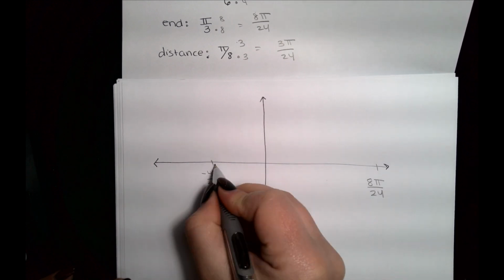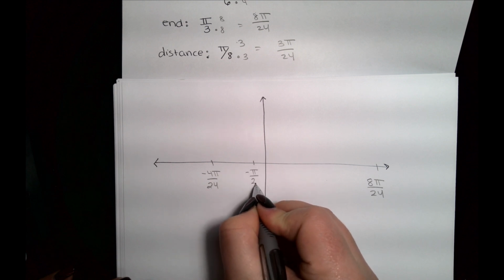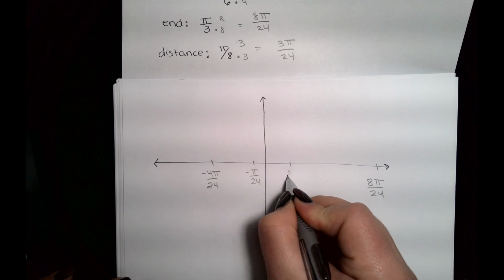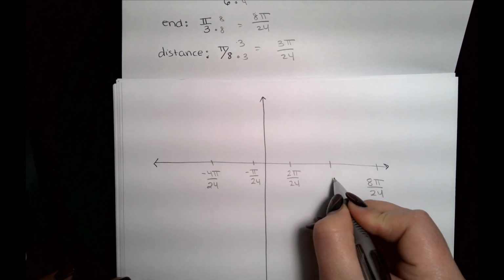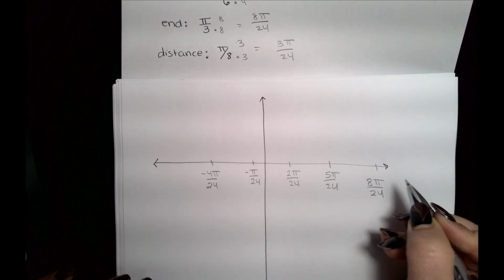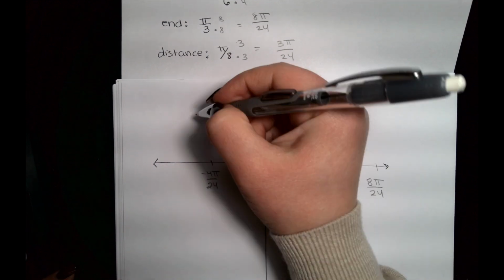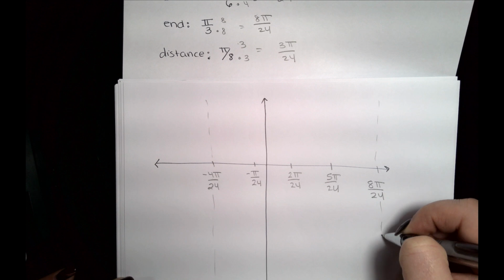Distance is 3, so if I take -4 at 3, I'm at -pi 24ths. 1, 2, 3, I'm at 2 pi 24ths. Add another 3, I'm at 5 pi 24ths. Add another 3, and I should be at 8. 5, 6, 7, 8, and I am. 1, 2, 3, 4, 5 total x values. That means my start value is here. That means my end value is here.